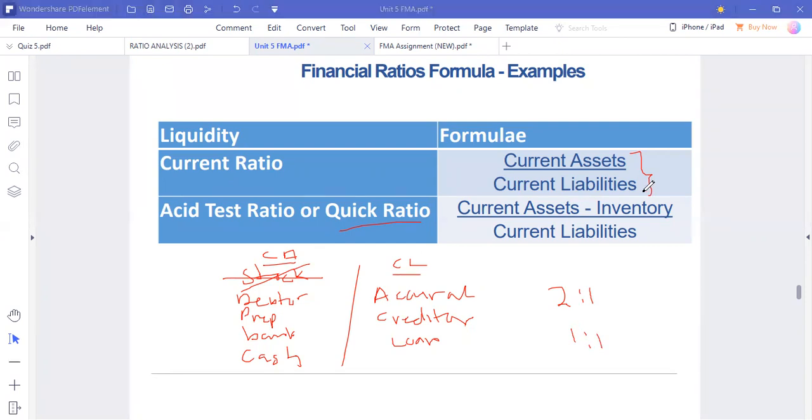Any questions at this point before I proceed? Any questions? Are we flowing together?